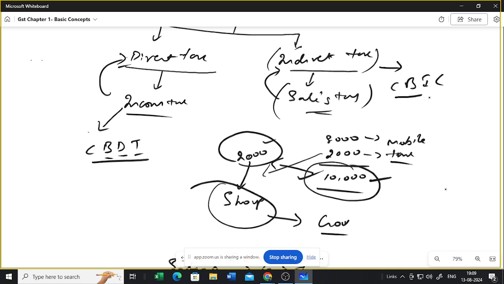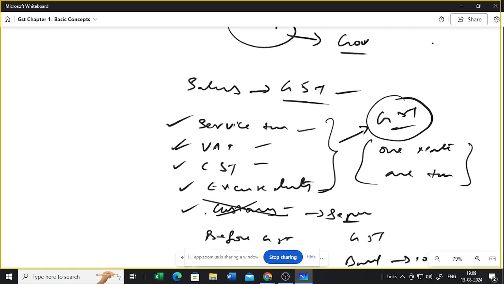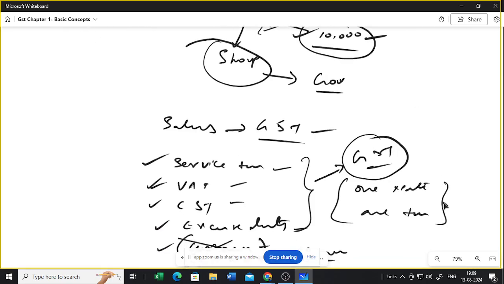CBIC, Central Board of, any guesses? Any guesses? Central Board of Indirect Taxes and Customs. Okay, before I told you, all these taxes were included, but customs is not included in this GST. So that's why we are mentioning separately Central Board of Indirect Taxes and Customs. Clear or not? So this is the background of GST.